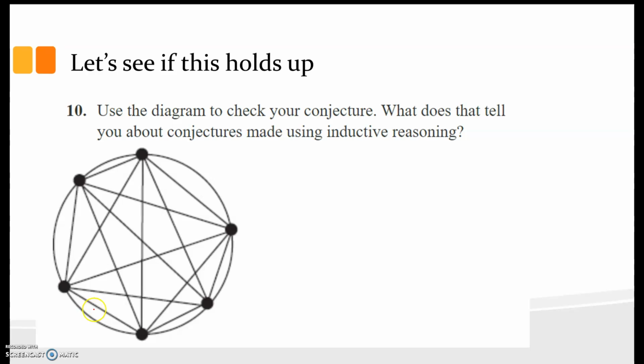And here, let's try. We have 1, 2, 3, 4, 5, 6, 7, 8, 9, 10, 11, 12, 13, 14, 15, 16, 17, 18, 19, 20, 21, 22, 23, 24, 25, 26, 27, 28, 29, 30, 31.